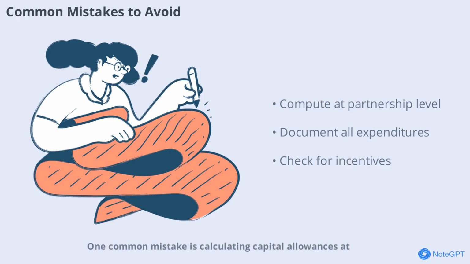One common mistake is calculating capital allowances at the individual partner level instead of the partnership level. Another is failing to properly document qualifying expenditure or missing out on special incentives. Always ensure that calculations are accurate and in line with the partnership agreement to avoid disputes and compliance issues.